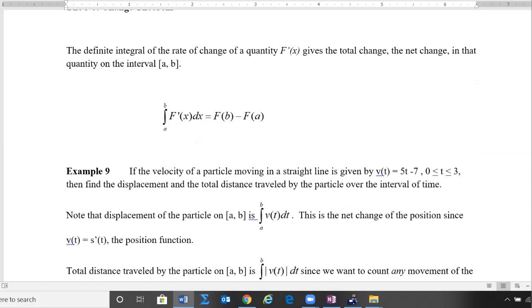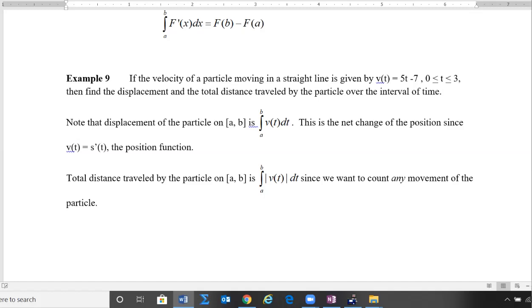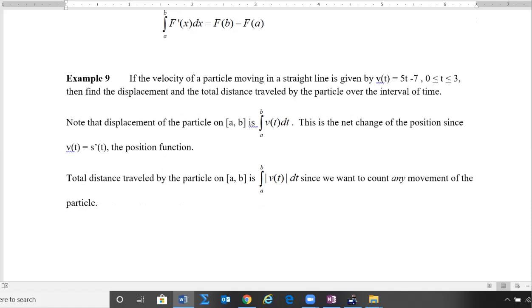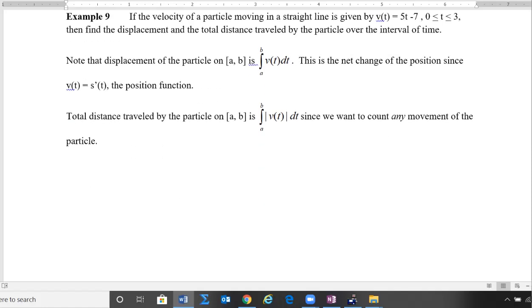Now, let's take an example where we can use this. So that's integrating the rate of change. It gives you the total change. Okay, now, how can we use that? If the velocity of a particle moving in a straight line is given by this, then find the displacement and the total distance traveled by the particle over this interval of time. So we're going to get displacement, and we're going to get total distance.